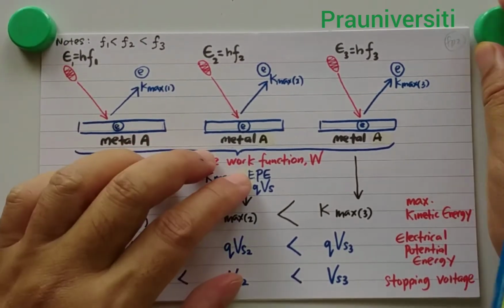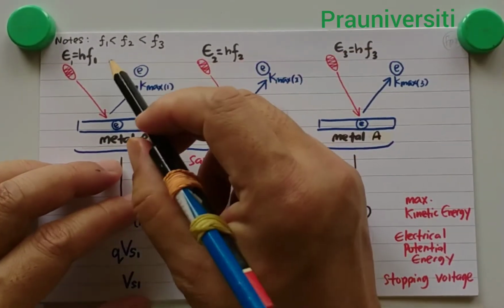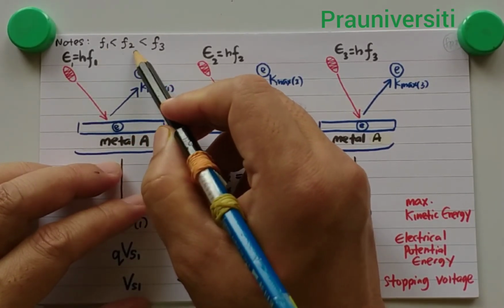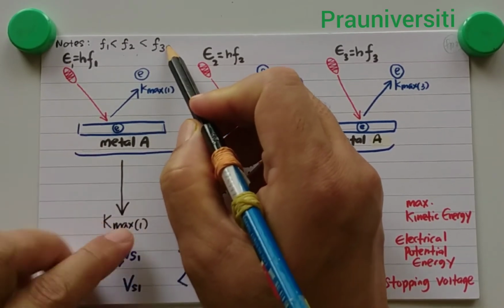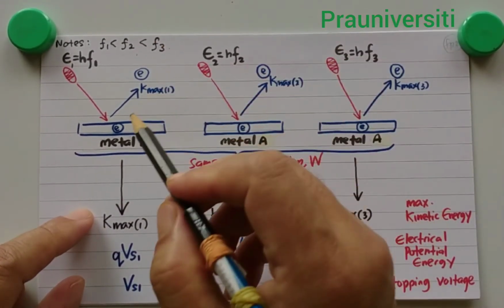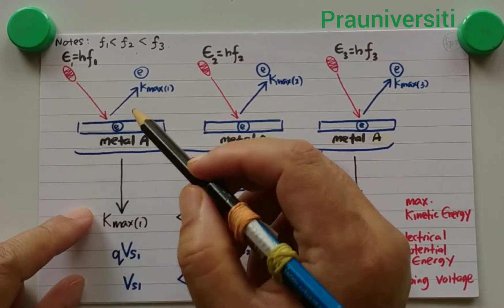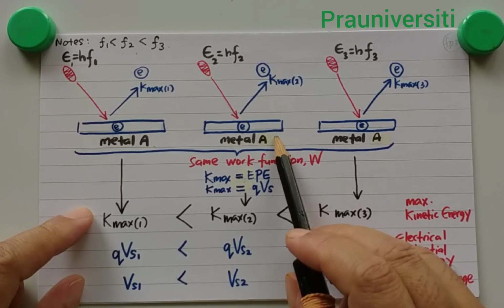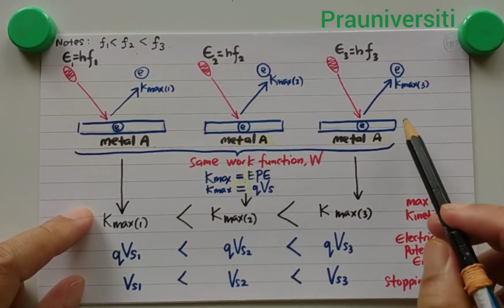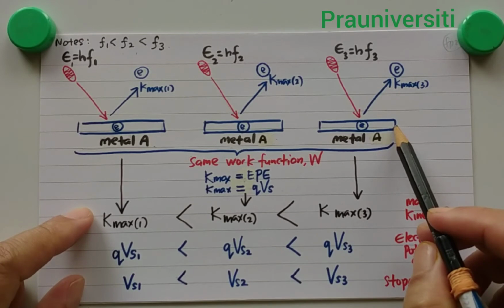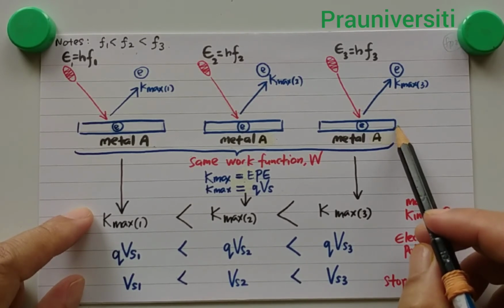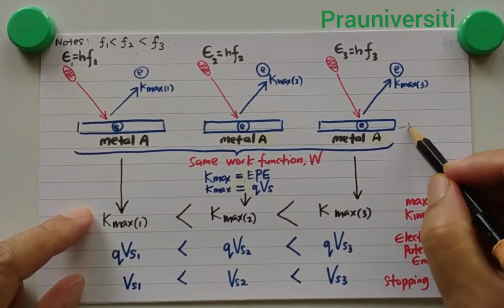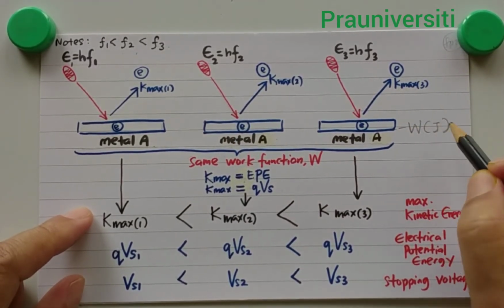Take notes here: F1 is less than F2, and F2 is less than F3. We go to diagram number 1; they use metal A. Same with diagram number 2, we still use metal A. And for diagram number 3, still metal A. That means all the metals are the same, so the work function is the same.